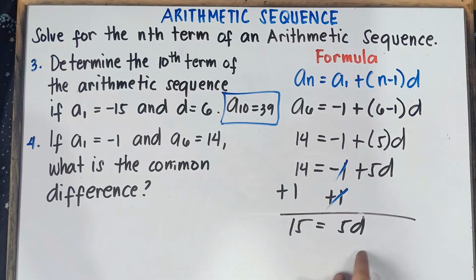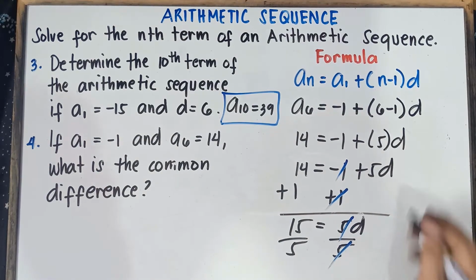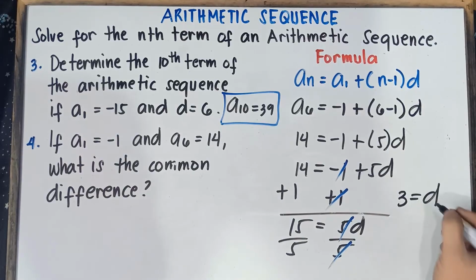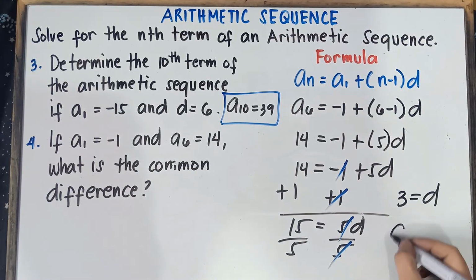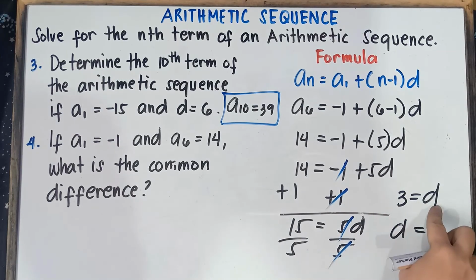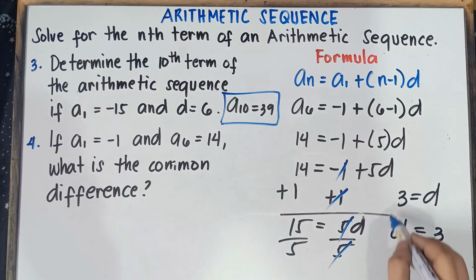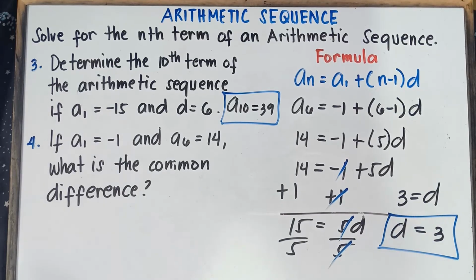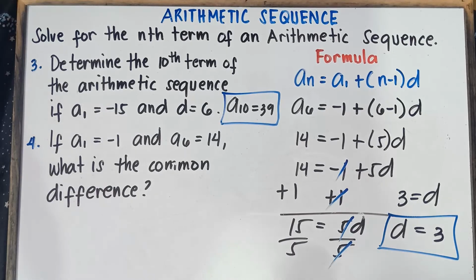And then to get the value of d, we can apply the division property of equality. We divide both sides by 5, cancel this out. 15 divided by 5 is equal to 3. So 3 equals d. This is just the same as d equals 3. We call this the symmetric property. You had this during your grade 7. Alright, so therefore, the common difference is 3.